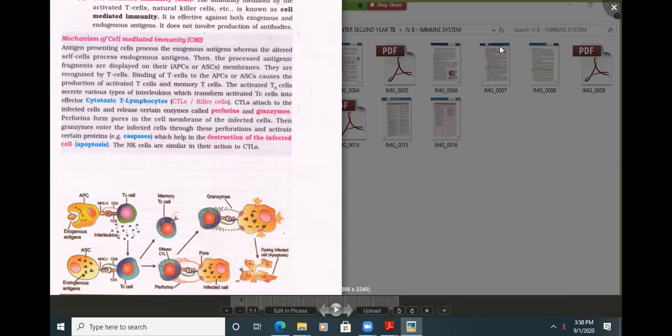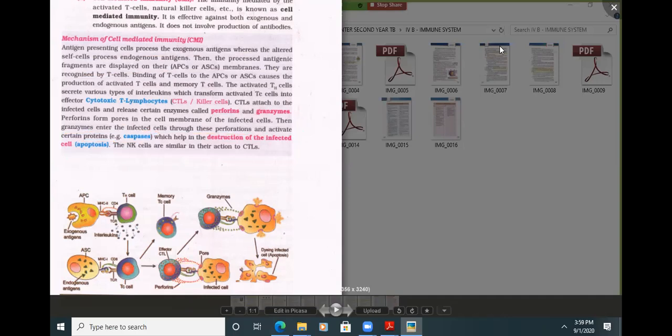So NK cells will come later. Natural killer cells are similar in action to this. Okay, so this is all about cell-mediated immunity, whatever is there in the diagram. The only thing is how you look at the diagram, that is very important. How you focus on the diagram.